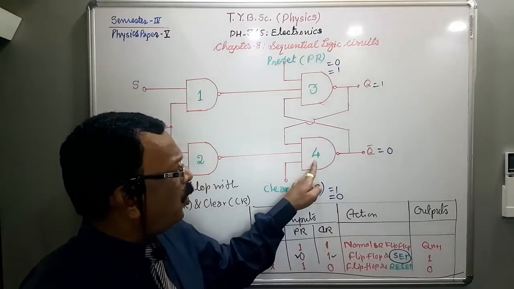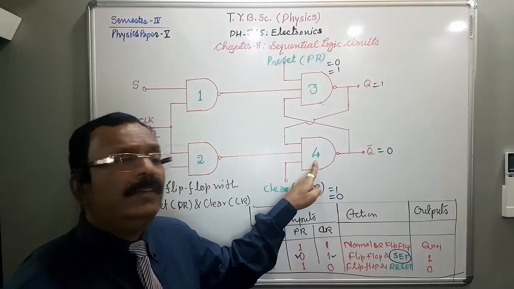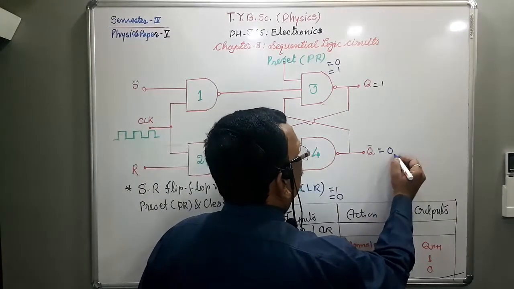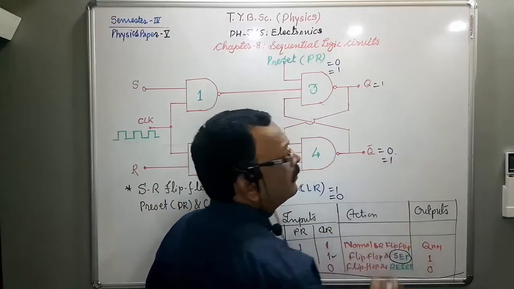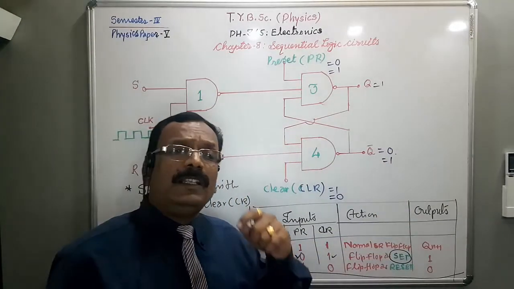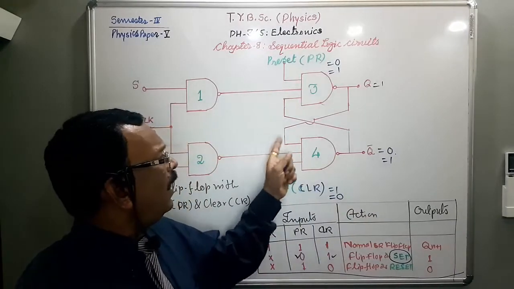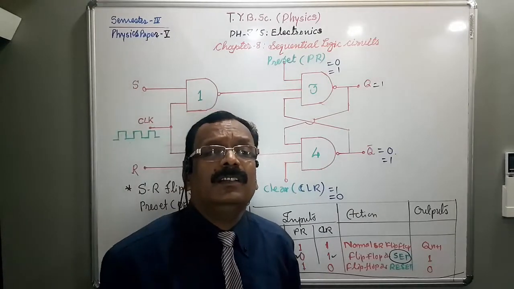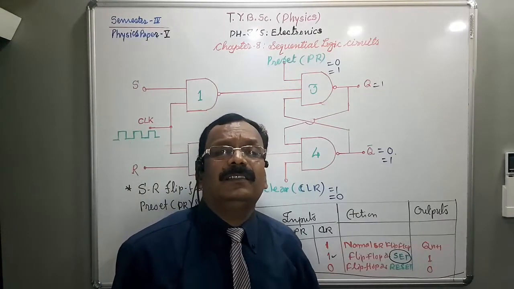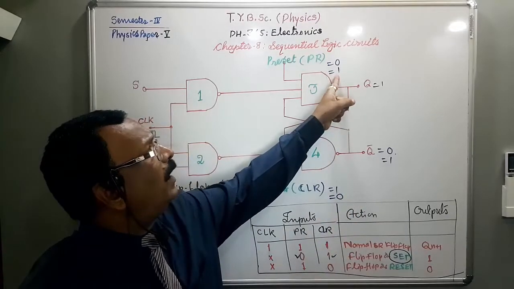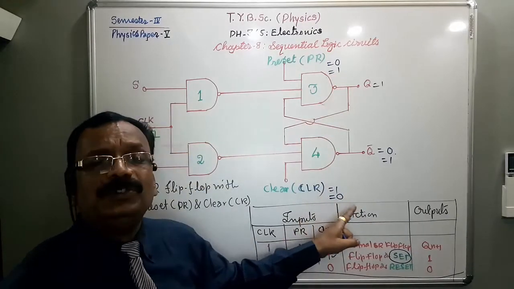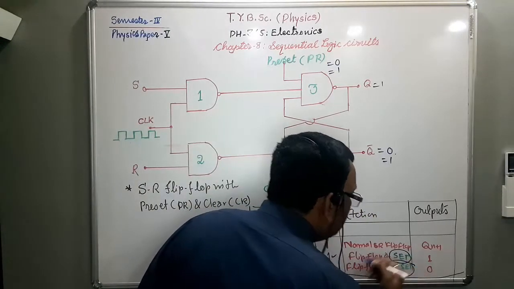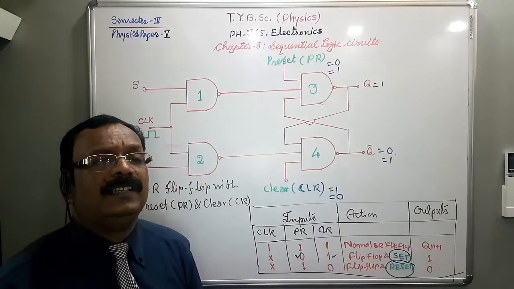the output of the fourth NAND gate, this NAND gate, will be equal to 1 for any values of S and R. This means that when PR is set to 1 and the clear terminal is set to 0, the flip-flop is reset. This one, the flip-flop is reset.